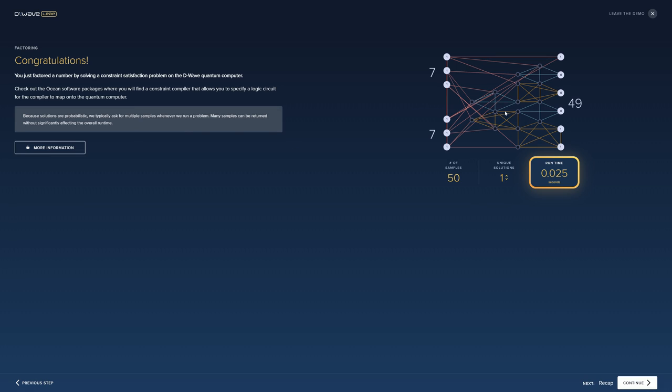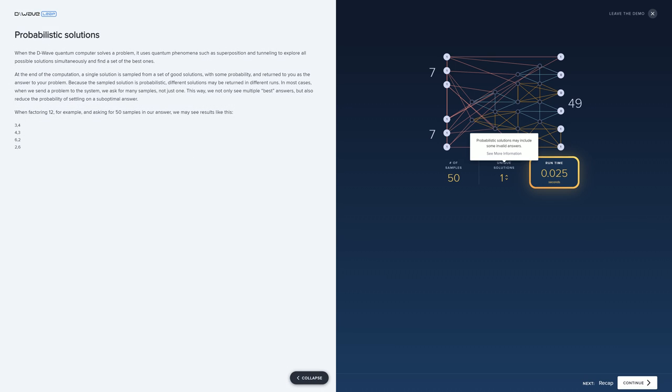Of course, the more you can do at the same time, with the time being the same or even much faster, who knows? Oh my god, what is this one? Probabilistic solution may include some individual answers. See more information. Okay, that means I need to click here. What happened? Okay.